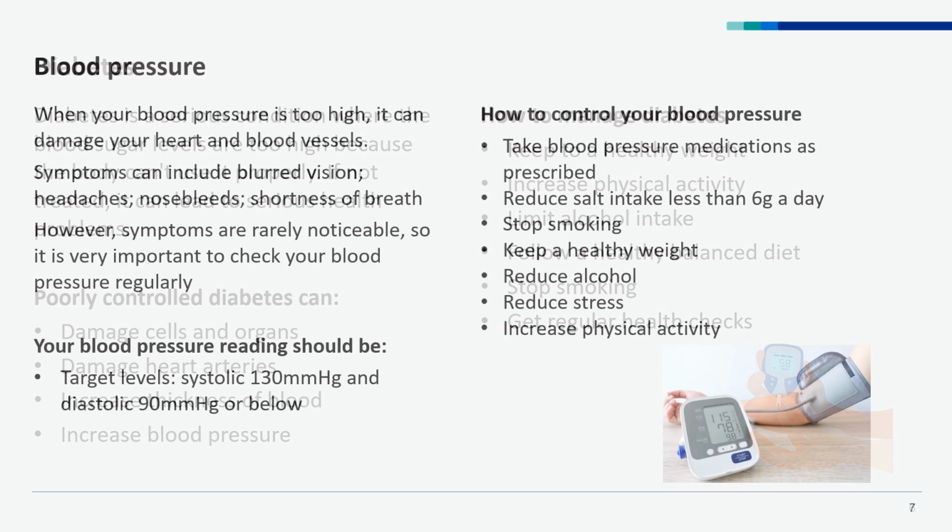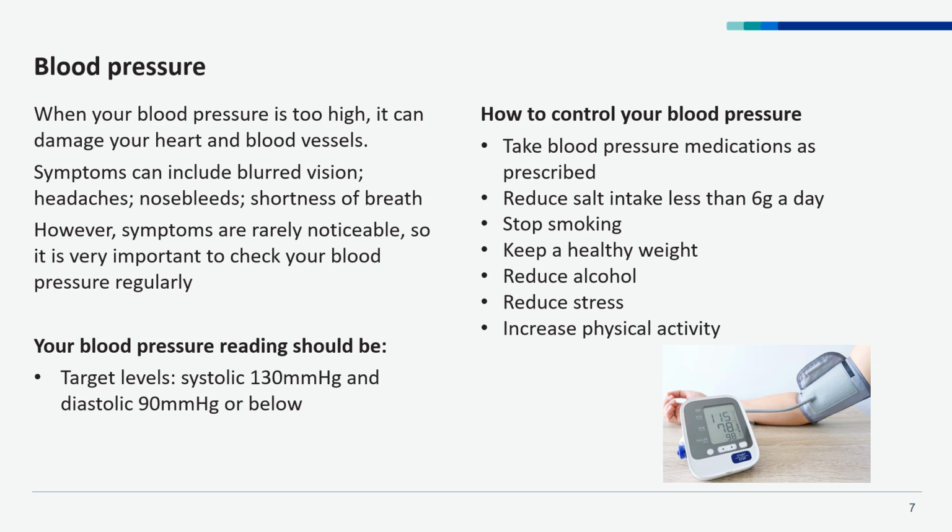Blood pressure is an important risk factor, as if it's too high, it can damage your heart and blood vessels. It is also a risk factor for stroke too. Symptoms of high blood pressure can include blurred vision, headaches, nosebleeds, shortness of breath. However, symptoms are rarely noticeable, so it is very important to check your blood pressure regularly. Your target blood pressure level should be a systolic reading of less than 130 mm Hg and a diastolic reading of less than 90 mm Hg. If yours is higher than this regularly, please speak to your GP.